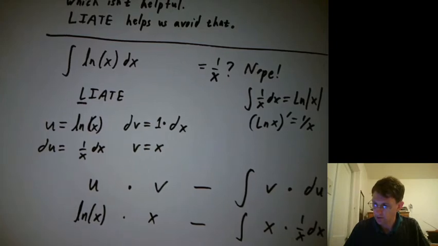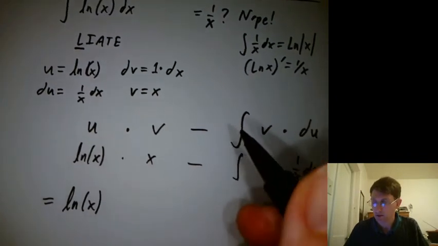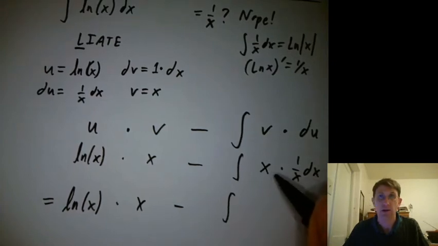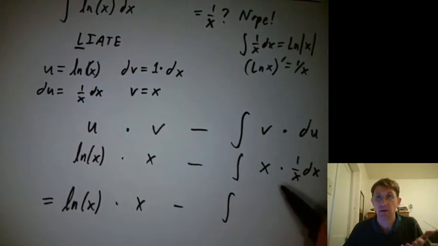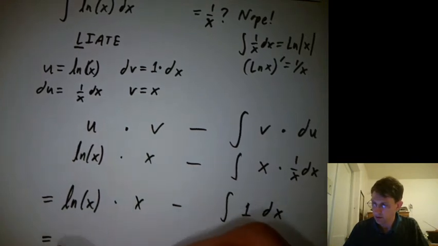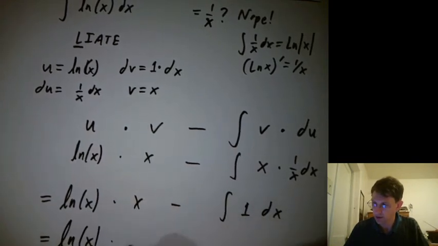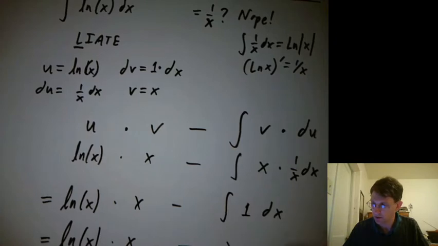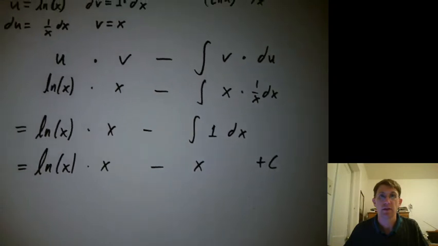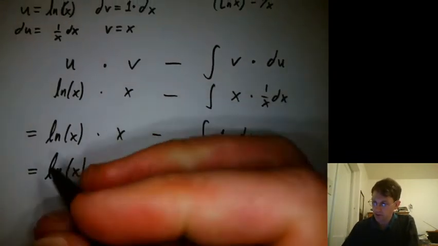So we'll still have log x here times x minus, now the x cancels the 1 over x, and we get just 1. And that's a pretty easy antiderivative to take. You just get x plus c. And then what's the next step there? Check it by taking the derivative.